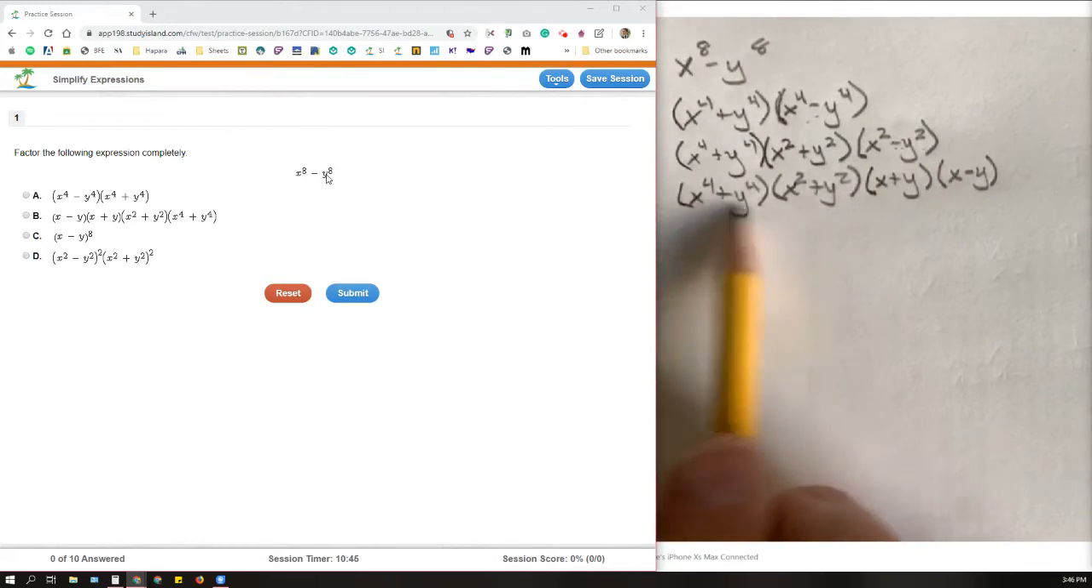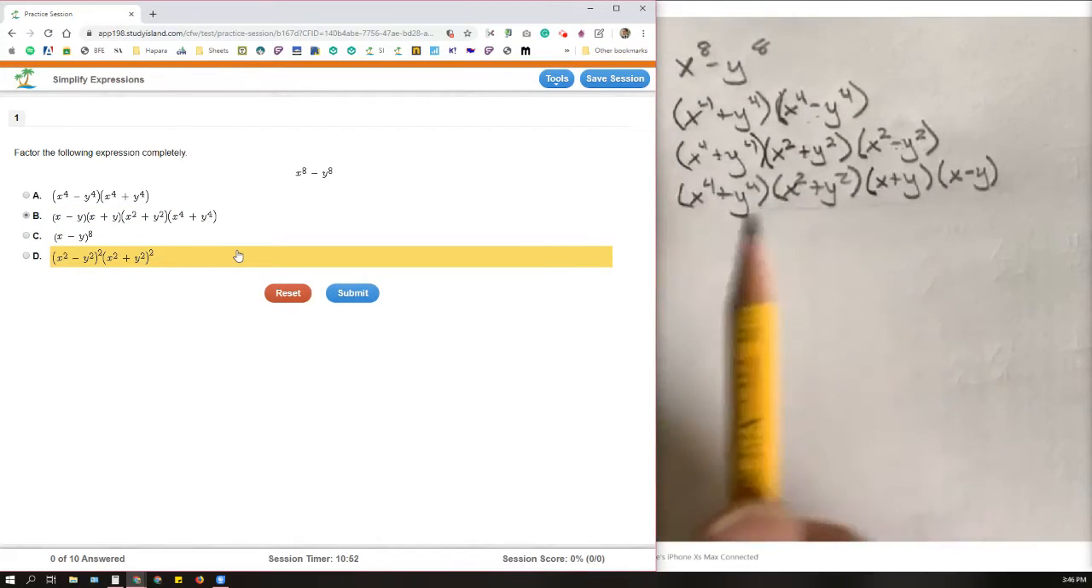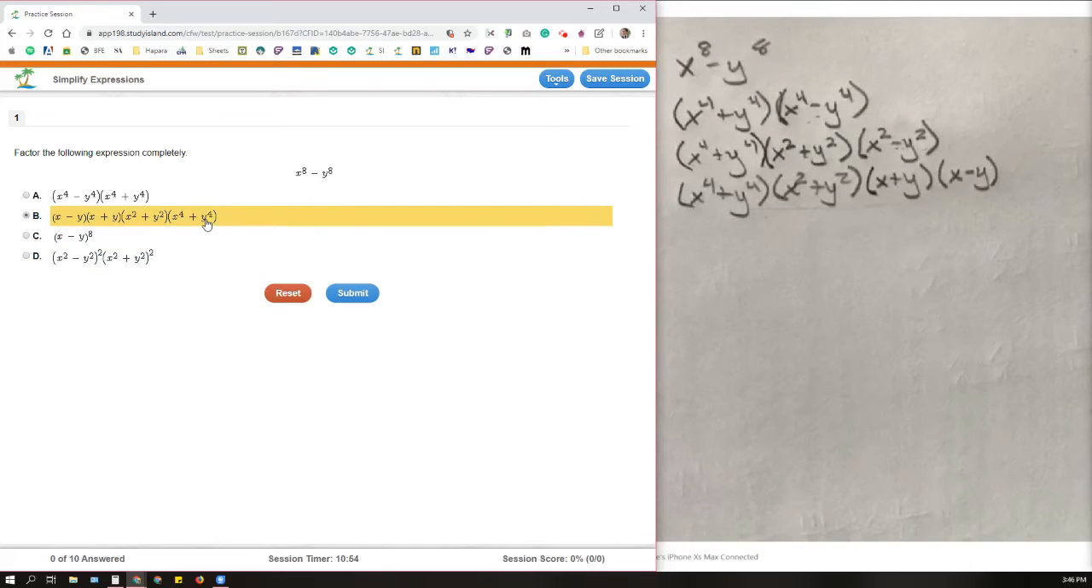That gives us this whole thing, and that's what's written right here. It's not in the same order, but it doesn't matter. It's the same four binomials being multiplied, and when you multiply things, the order doesn't matter.